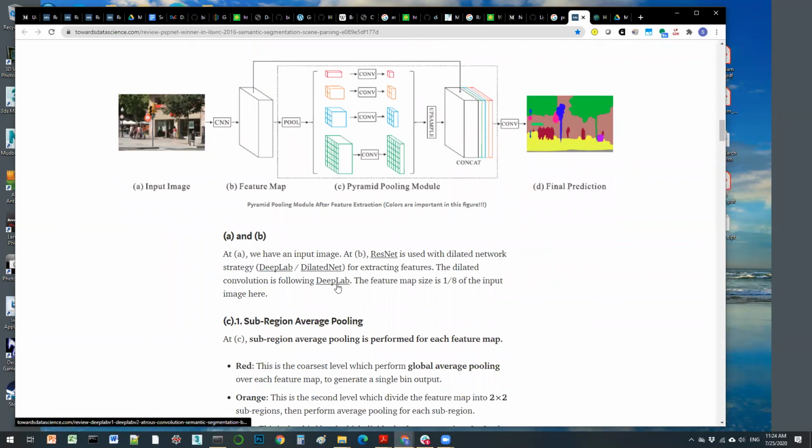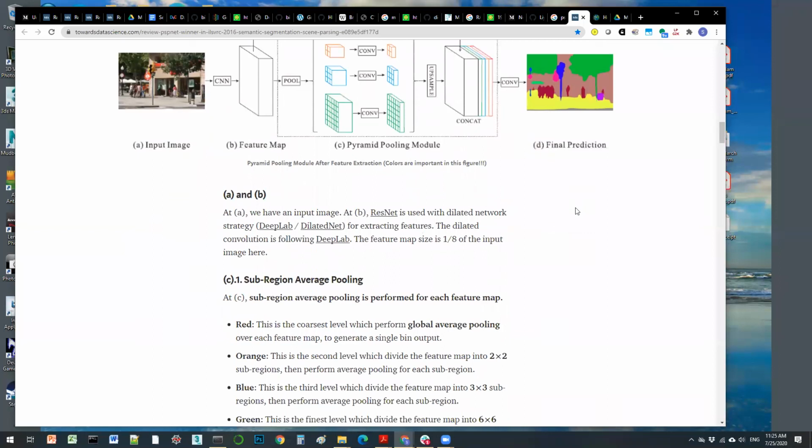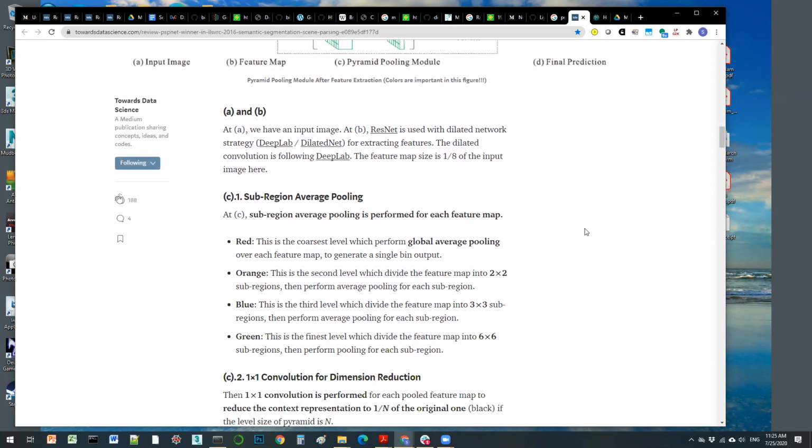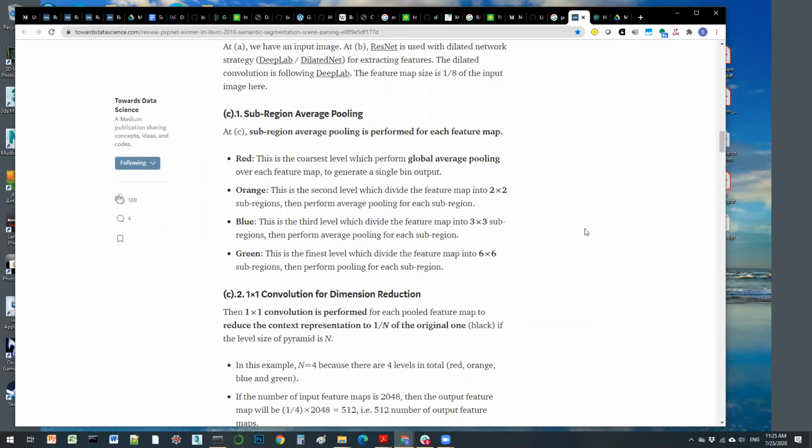It's somewhat like the DeepLab, and this DeepLab is the basic DeepLab paper, which we'll actually look at in the DeepLab version 3. I'll post the link to that. I think I posted it already, but I'll post it again. The feature map size is 1/8 of the input image that you see here. That's where I got that this was 1/8. And then he talks about the red, orange, blue, green.